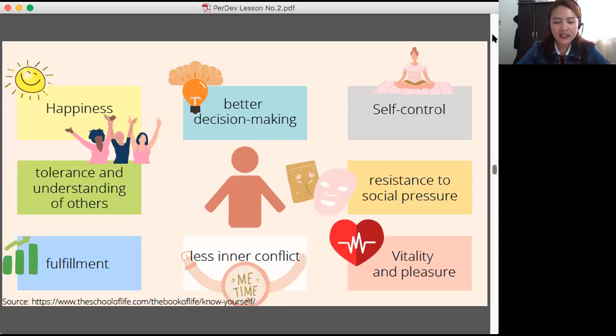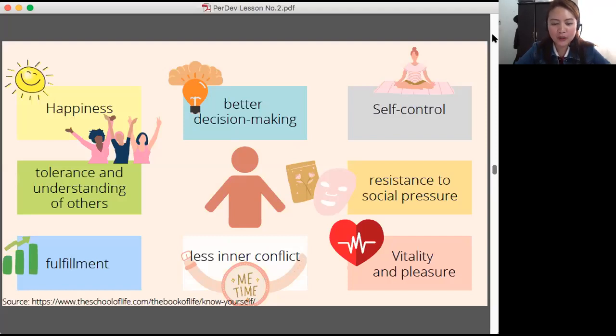Next is less inner conflict. When your outside actions are in accordance with your inner feelings and values, you will experience peace. 'Di ba? Hindi yung gusto ng isip ko, gusto ng puso ko, ano ba talaga? Okay? The next is better decision making. When you know yourself, you are able to make better choices about everything, and you will have guidelines.